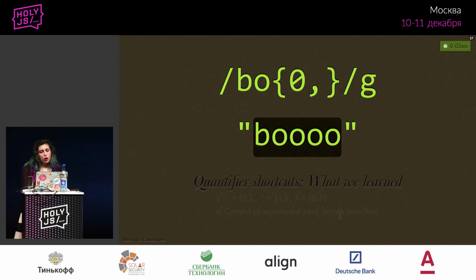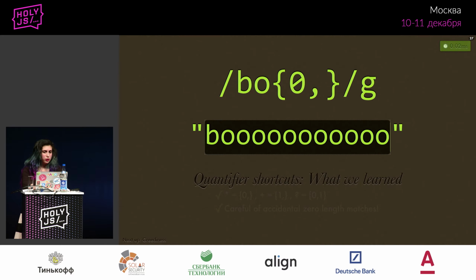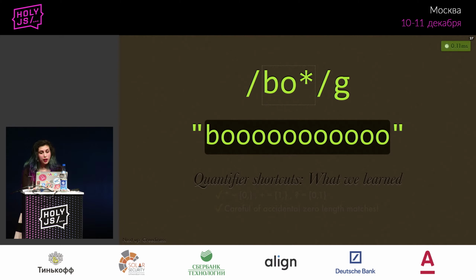Also, some quantifiers are very useful, so they have shortcuts. Here, this regex matches boo with either just a B or any number of O's, as many O's as we want, 0 to infinity. And we can write it like this, or we can write it like this, because we have a shortcut for that.